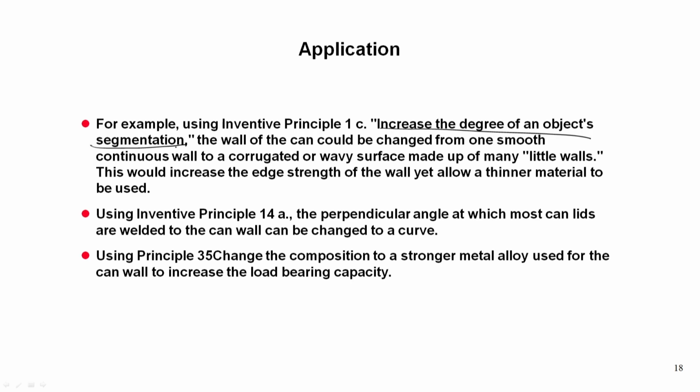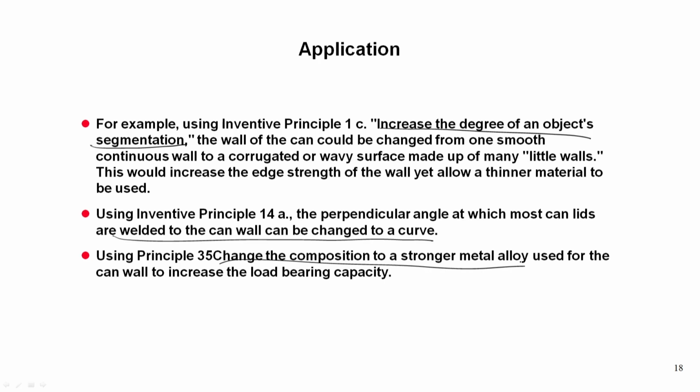Principle 14 talks about the perpendicular angle at which most can lids are welded to the can, and that can be changed to a curve. We will see what it is. And principle 35 tells us to change the composition to a stronger metallic alloy or to a polymer which can sustain the load, yet has a low density. So, 1, 14 and 35 thus can be used to solve your problem.